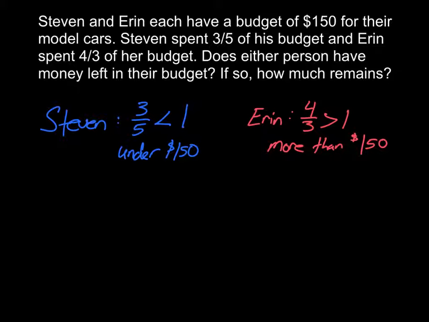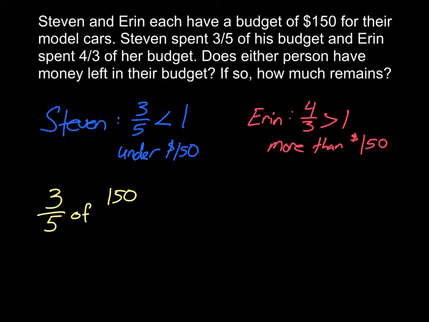So the first thing that I did is I looked at their numbers, and I wrote down their names, and I said, what is their fraction in relationship to 1? And for Stephen, he spent 3/5, and I know that 3/5 is less than 1, so I know that he spent under $150, so he still has money left that he can spend. Aaron, on the other hand, spent 4/3 of her money, and we know that that is greater than 1, so we know that she spent more than $150. So she's going to need to find another way to make up that difference. Now let's figure out how much each person has spent, and then we can see how much remains of Stephen's and how much over Aaron went.